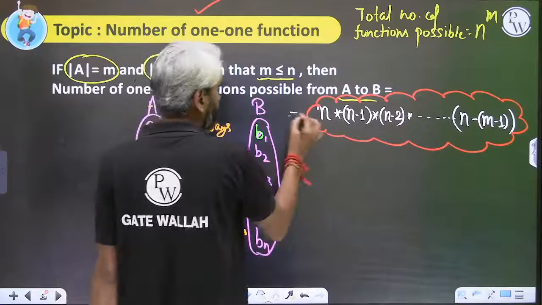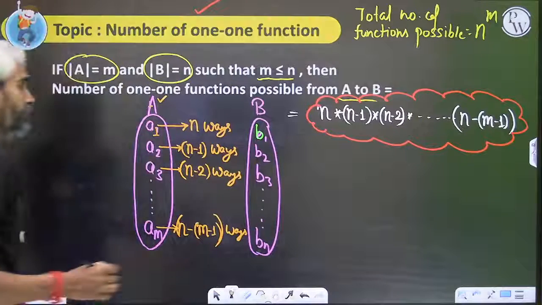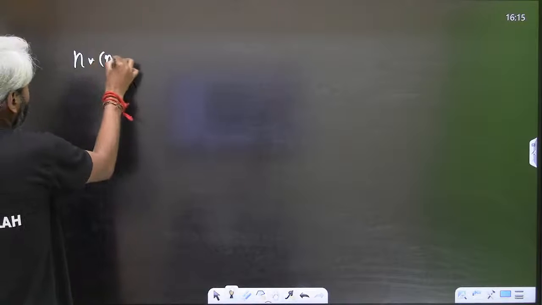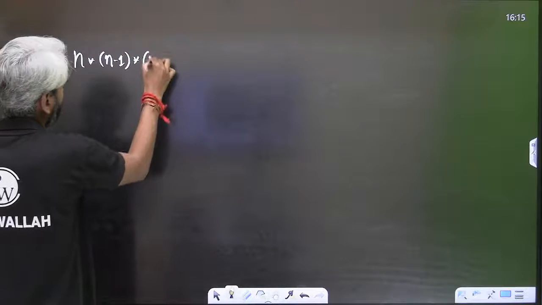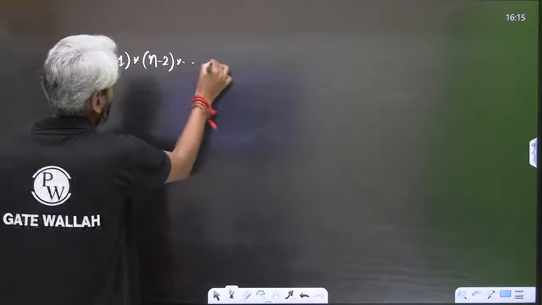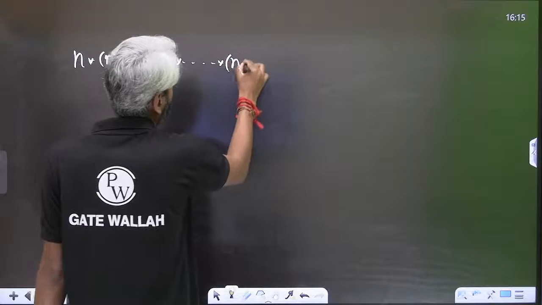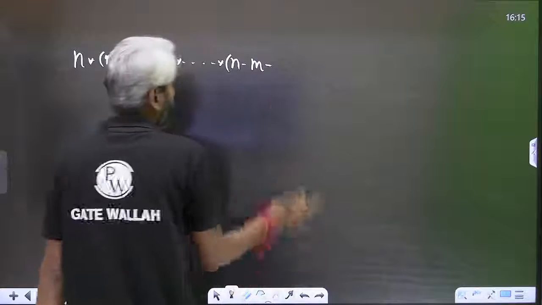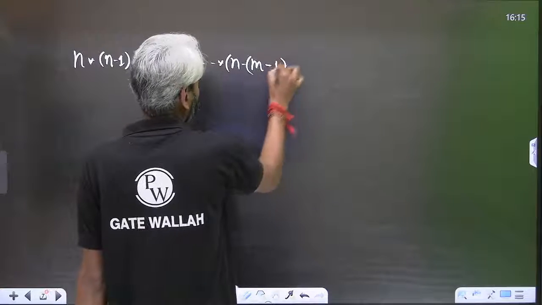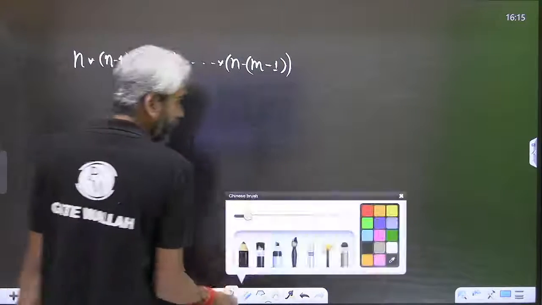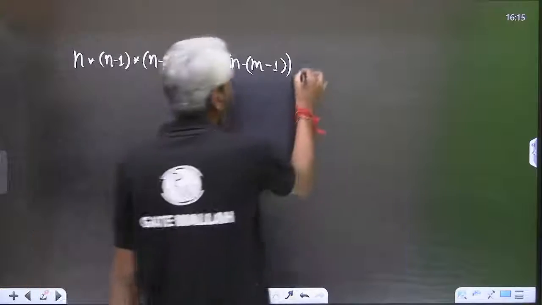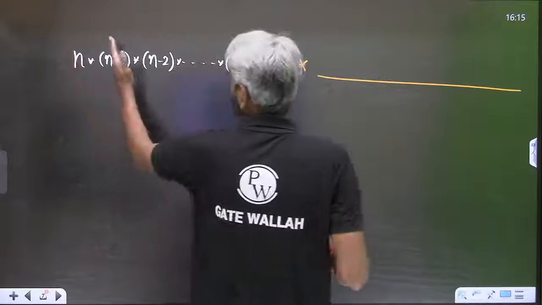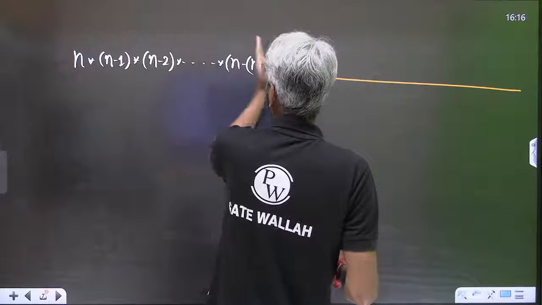I can simplify this, so please try to understand. Let's go to the next slide. So n into n minus 1, n minus 2, up to n minus m plus 1. Sir, now if I multiply and divide this number by the same number, that is n minus m, n minus m minus 1, up to 3, 2, 1.